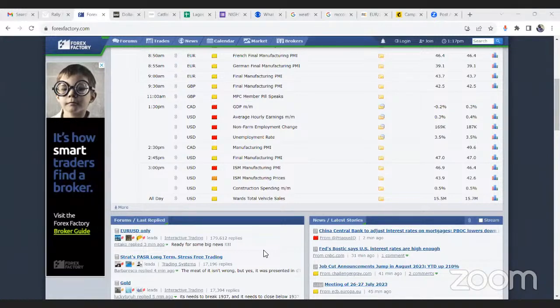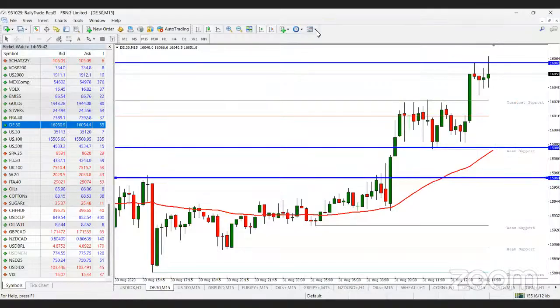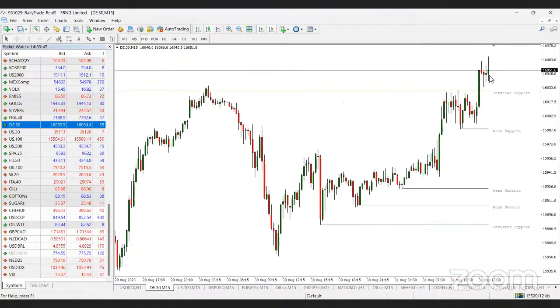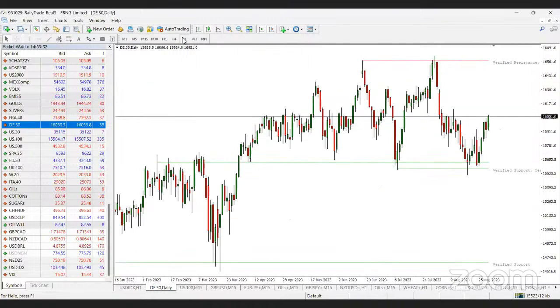Now, we want to do our analysis on each of the indices. I'm going to start with DE30. Let me share my screen with us. Okay, here we go. Good. So this is DE30, on the 15 minutes time frame. Let's begin with the daily time frame. This is DE30 on the daily time frame.